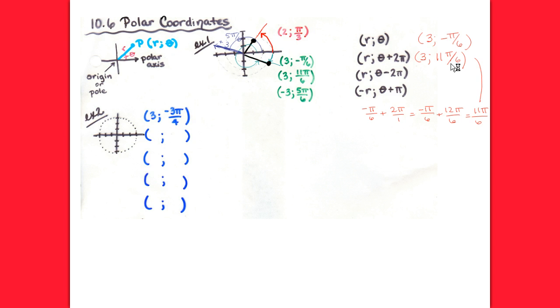I could have also subtracted 2 pi. So if I subtract 2 pi, it's going to be this exact same work, but instead of it being plus 12 pi over 6, it's going to be minus 12 pi over 6. So if I subtract 12 pi over 6, negative 1 and negative 12 would give me negative 13 pi over 6.